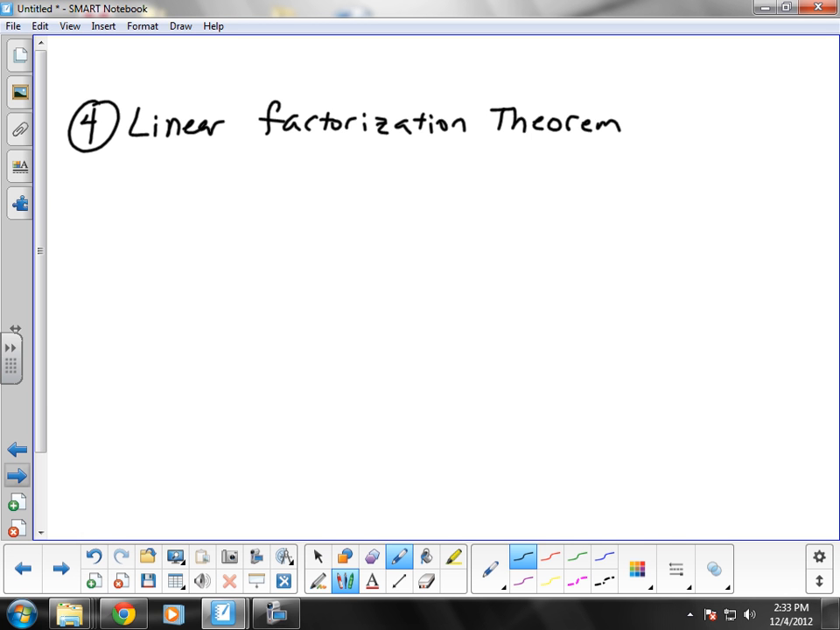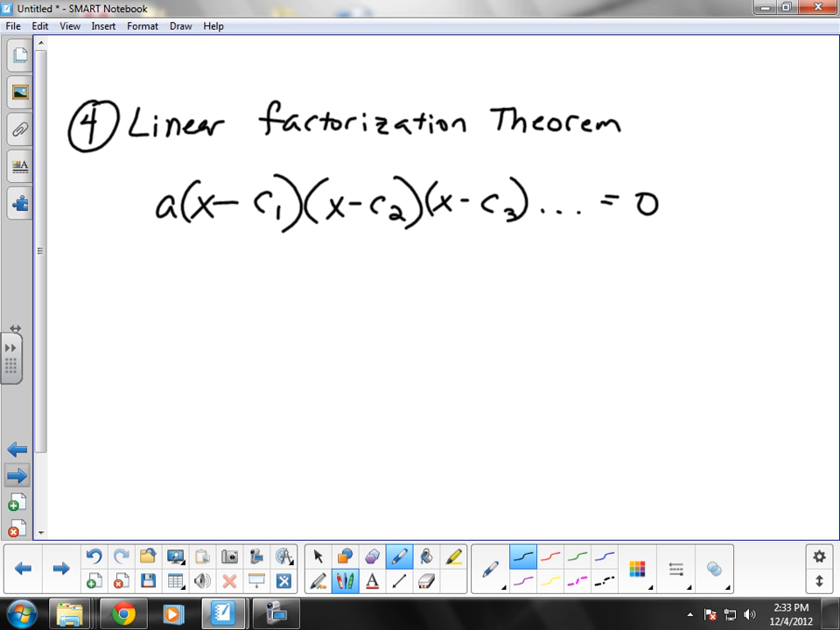Anybody else got a question? All right. The linear factorization theorem just says that if I have this in factored form, where it's x minus c sub 1, and x minus c sub 2, and x minus c sub 3, and you say that equals 0, then I can solve it, right?